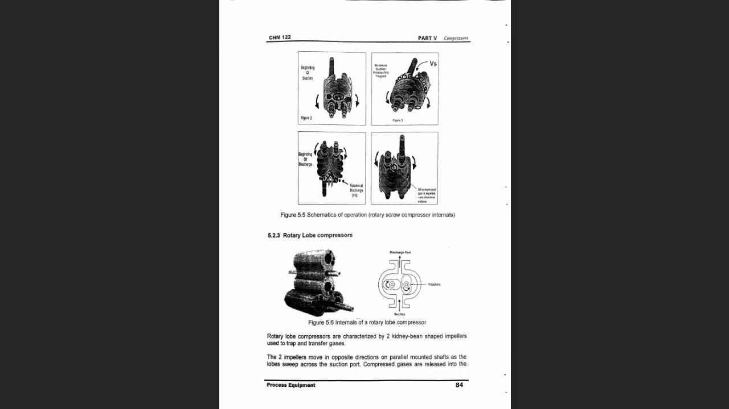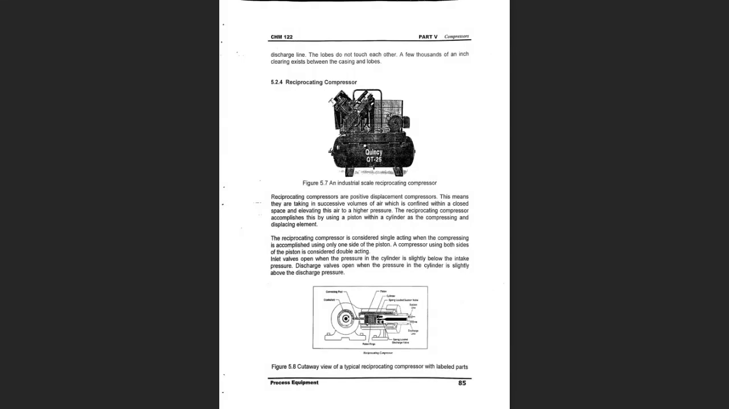It says here suction, impellers and discharge side. So they move in opposite directions, and compressed gases are released into the discharge line. The loops do not touch each other, and a few thousandths of an inch clearance exists between the casing and the loops. لاحظ هنا يا اخوان انه نفس المعلومات تقريبا اللي موجودة عندنا في chapter 1 for the pumps are very similar to what we have here in this chapter. جميل. Now on to the reciprocating compressors.